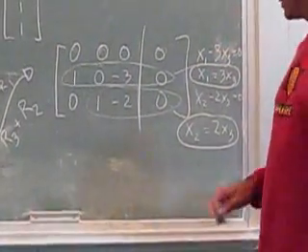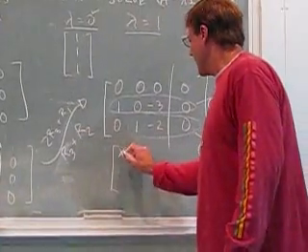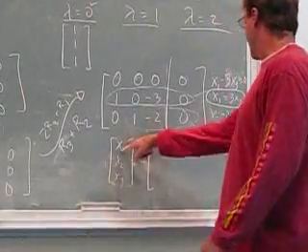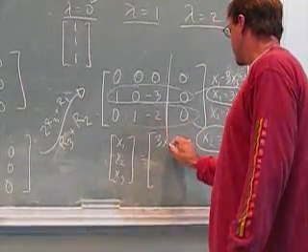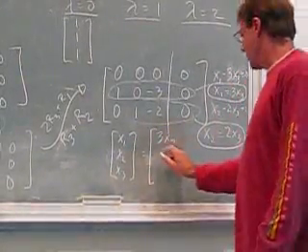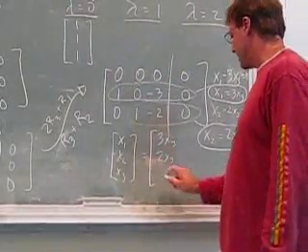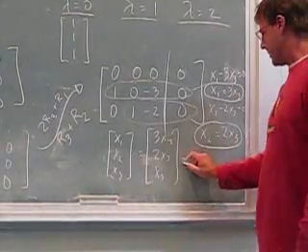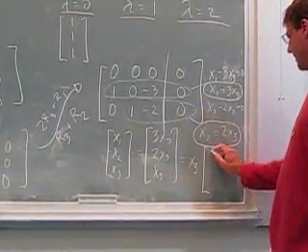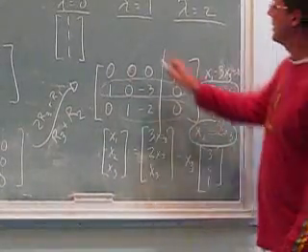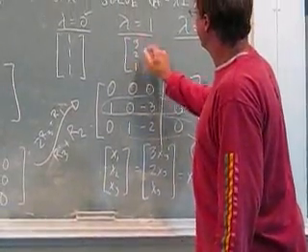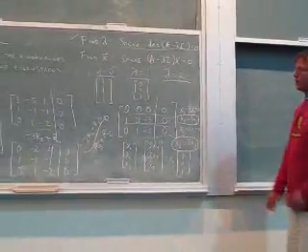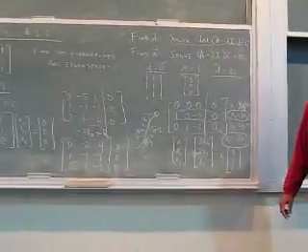It looks like we have everything in terms of x3. x1, x2, x3. Okay, well x1 is 3x3, x2 is 2x3, and x3 is x3. Factor out the x3, and I get 3, 2, 1. Okay, so this is my vector or eigenspace for lambda equals 1. Okay, now I'm going to do lambda equals 2.